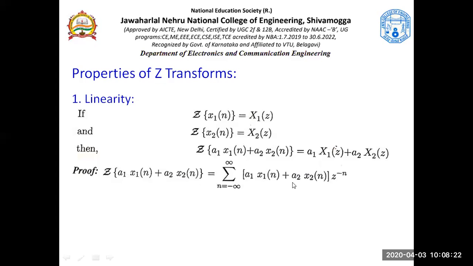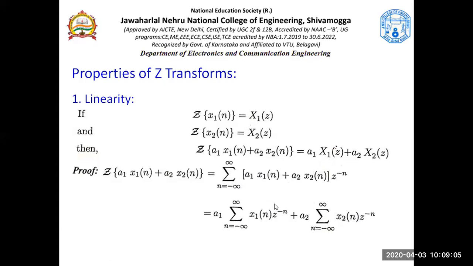Understand that? Now bring this summation inside. There are two parts. Bring this summation inside along with this z to the power minus n. When you are bringing this summation inside along with z to the power minus n, see that a1 and a2 have got nothing to do with this summation because n is ranging from minus infinity to plus infinity, right? If you take a1 and a2 out of this summation, it is not going to have any effect on that. So we can take this a1 out, apply the summation here along with z to the power minus n. Similarly, keep a2 out, apply the summation on x2 of n along with z to the power minus n.